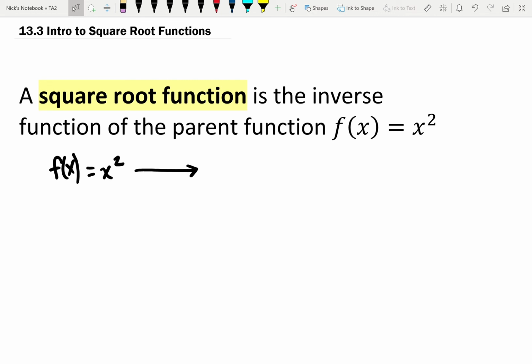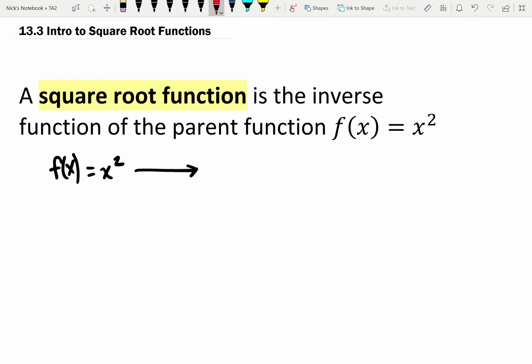In this video, we're going to talk about the square root function. A square root function is just the inverse of the parent function f of x equals x squared. And so let's take a look at what we talked about in the last video of the inverse function. An inverse function just takes the inverse operation of the original parent function. So let's go ahead and find the inverse function and what this square root function is going to look like.